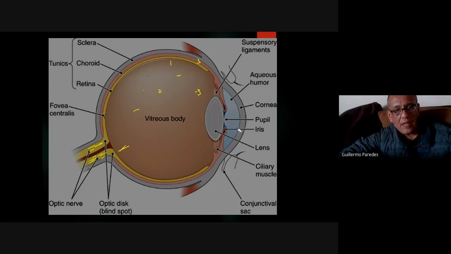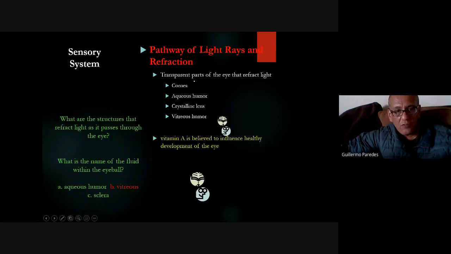All right, so that is the aqueous humor. What we need to remember about this is that the aqueous humor is produced by the ciliary glands, and this fluid is going to be here. But this fluid is going to be drained. It's going to drain out, and this drainage is going to show you here.